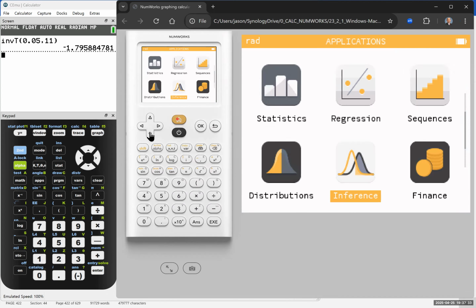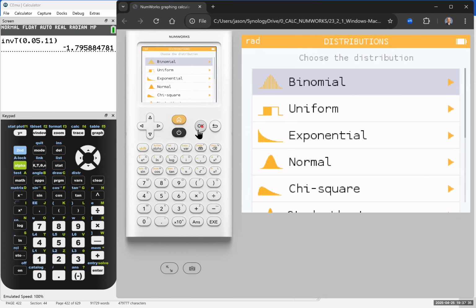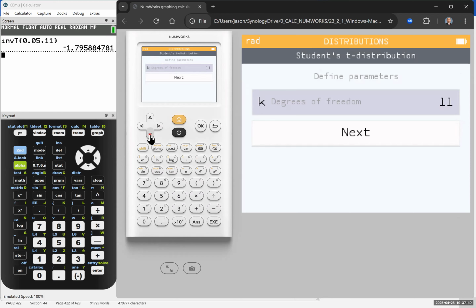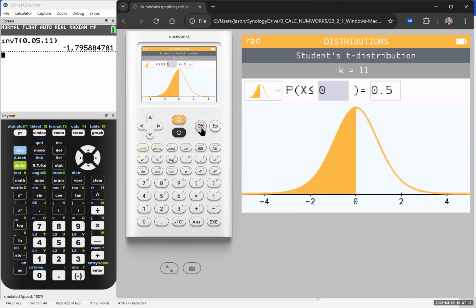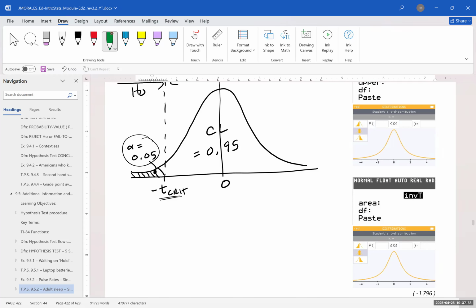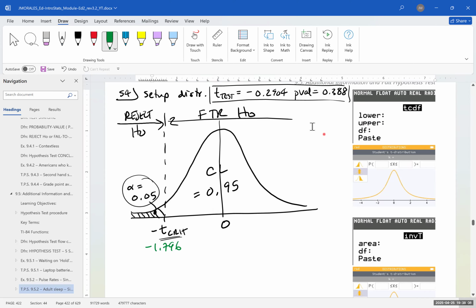Okay, let's go back to NumWorks. And let me click home. Go to distributions, student's t, 11 degrees of freedom. And I want the area to the left to be 0.05. And that gives me negative 1.796. Okay, so this negative t critical value is negative 1.796.